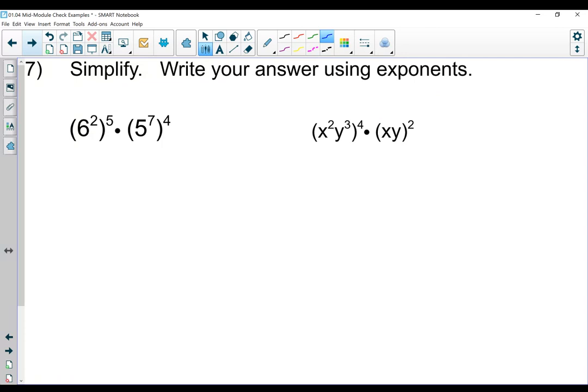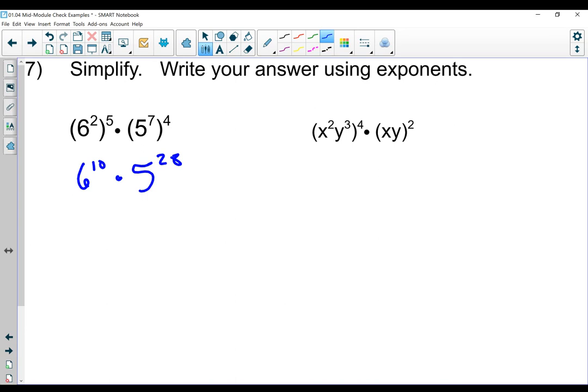For our last problem, we're asked to simplify and then write our answer using exponents. So for this first one, 6 squared and then to the 5th power, I need to remember that I have 5 groups of 6 squared. So that means I need to multiply those exponents. I'll have 6 to the 10th. And for the second one, 5 to the 7th, then to the 4th power, again, we'll multiply: 5 to the 28th. And then I can't put the 6 and the 5 together because they are not the same base. So I'm going to leave it that way.